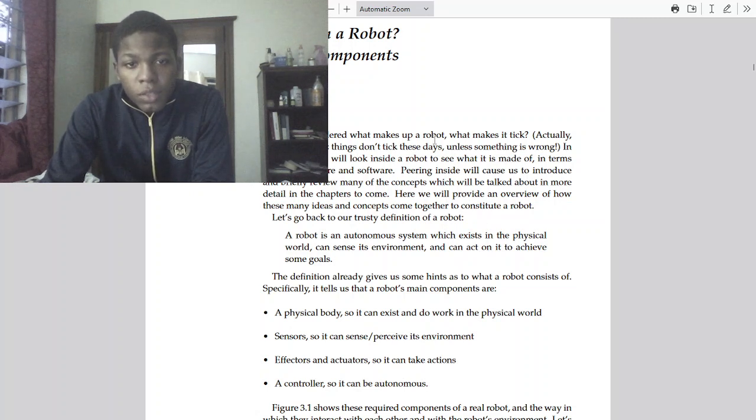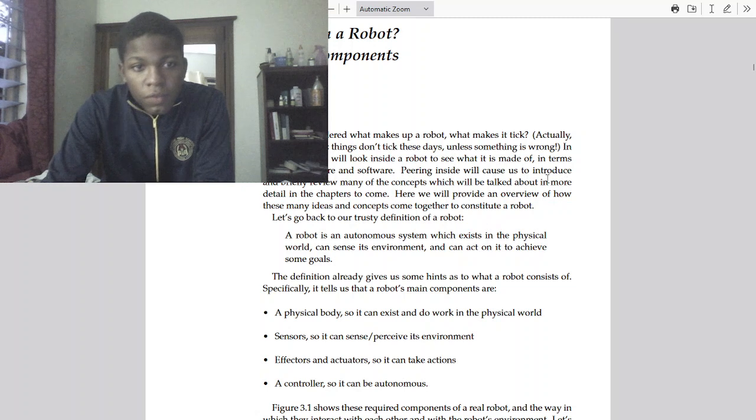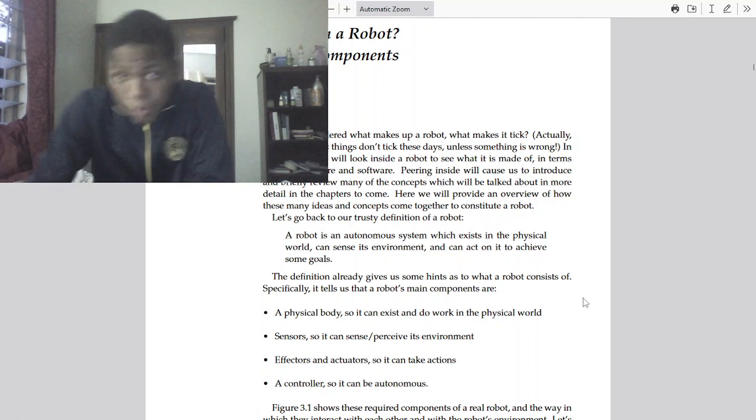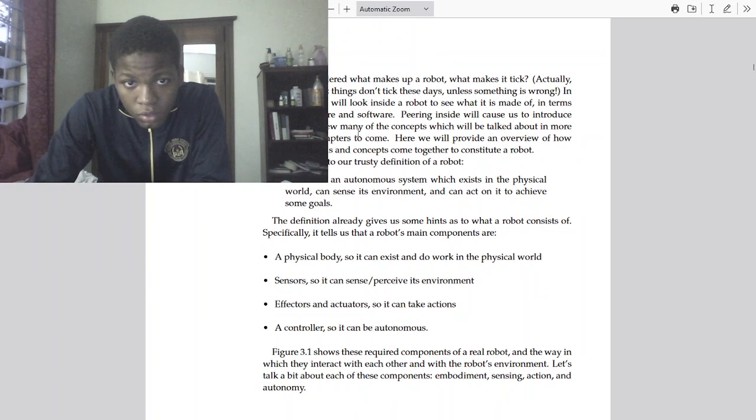Have you wondered what makes up a robot? What makes it tick? In this chapter we look inside the robot to see what it's made of, in terms of both hardware and software, and we will briefly review the many concepts.